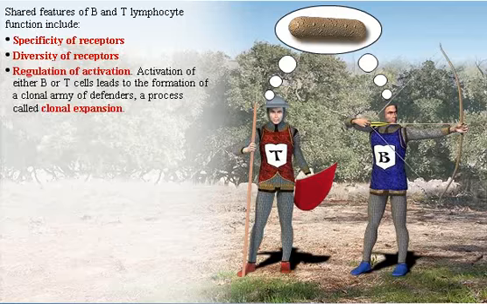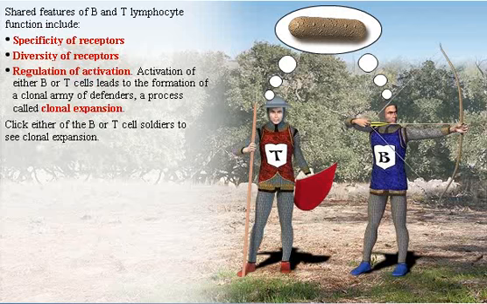Activation of either B or T cells leads to the formation of a clonal army of defenders, a process called clonal expansion. Click either of the B or T cell soldiers to see clonal expansion.